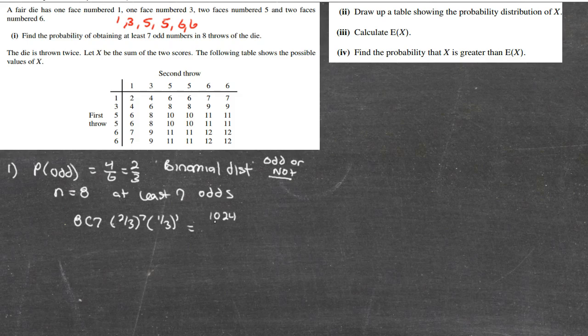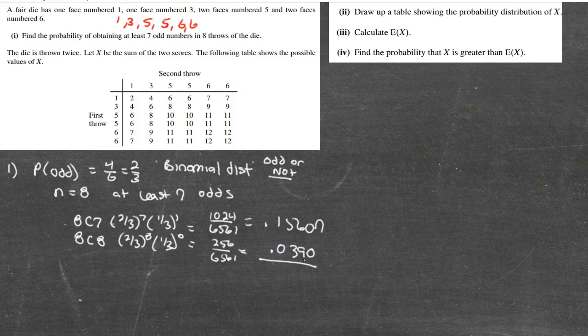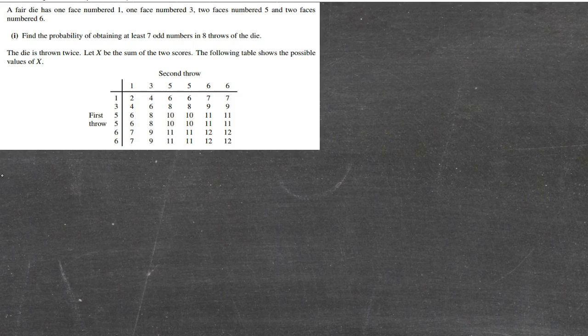And then that's going to give me 1,024 over 6,561, or 0.15607. And then, of course, I could get 8 out of 8. That's 2/3 to the 8th, 1/3 to the 0. And that's going to give me 256 over 6561, or 0.0390. If you add those together, you're going to get 0.19507, or 0.195 should be the probability of getting odds at least 7 times out of 8.